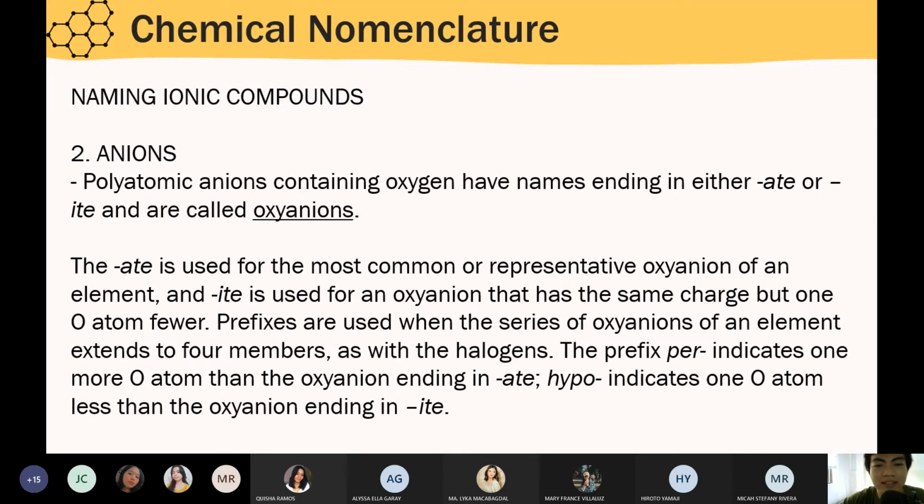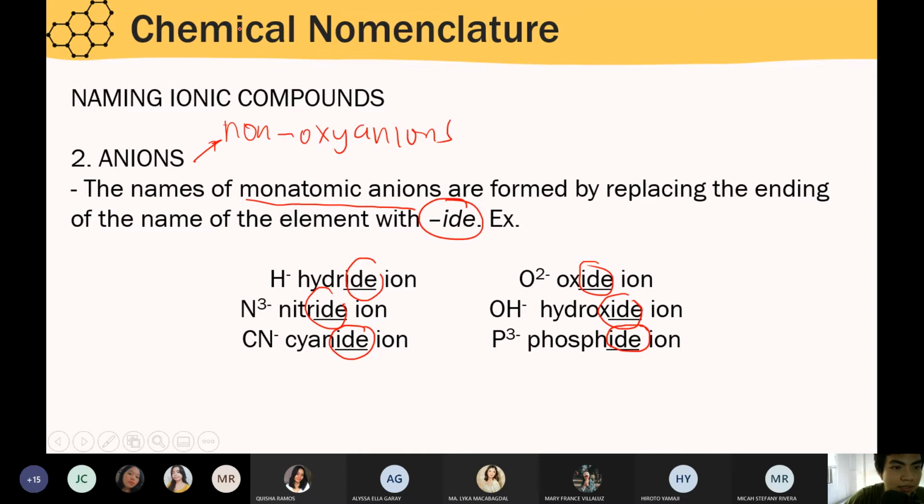Next one, I have the oxyanion. This is now the second type of anion. So what is an oxyanion? This refers to a polyatomic ion that contains oxygen, multiple oxygens. For example, we have your carbonate. As you can see, you have 3 oxygens attached to the carbon. As long as you see multiple oxygens attached to your atom, that is an oxyanion, an ion with oxygen. That is different from non-oxyanions.